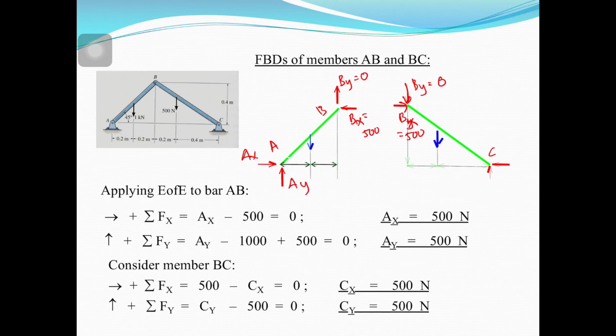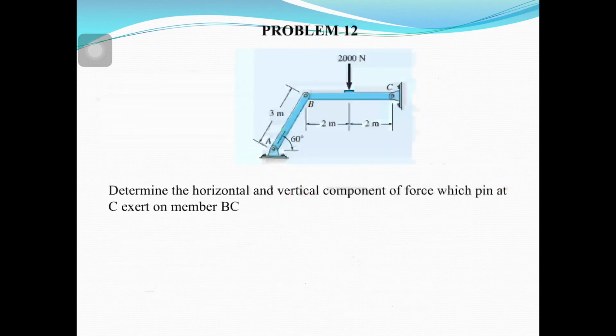Okay. So now consider member BC. Same thing. Summation of Fx is equal to 0. Summation of Fy is equal to 0. Alright. So Cy and CX. Okay. So you can get the answer CX is 500. Cy is 500. Alright. So you separate between two members, BA and BC, to analyze the problem.